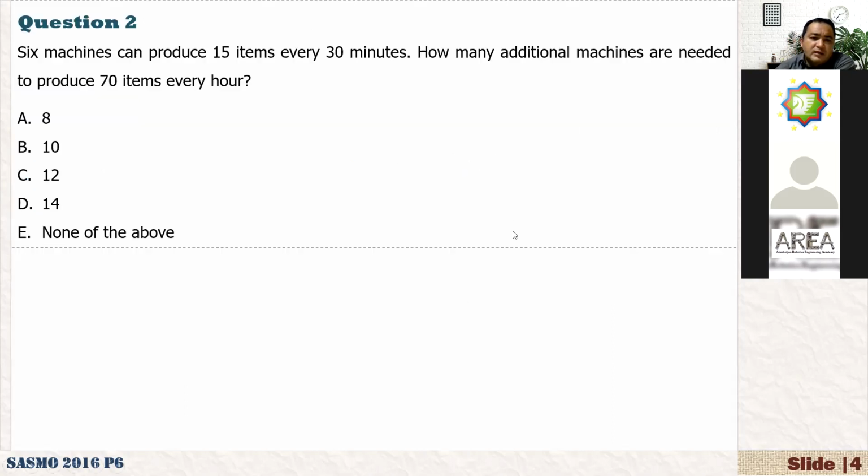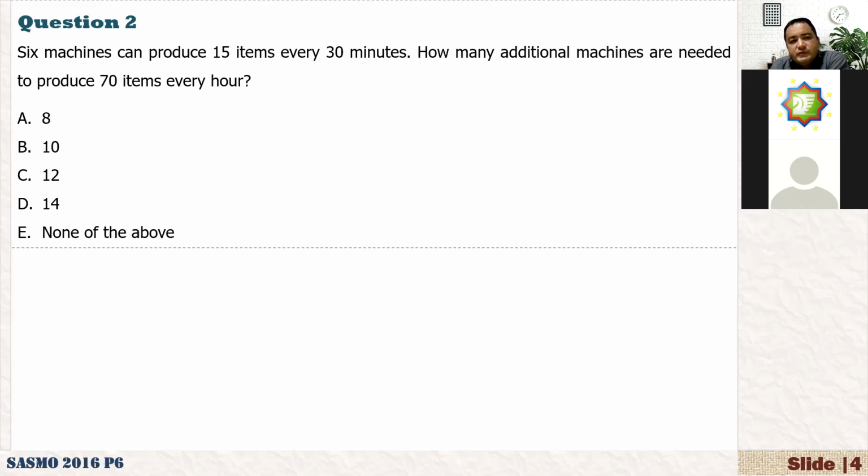Okay, very good. Ismail, can you read the next question? Yes. 6 machines can produce 15 items every 30 minutes. How many additional machines are needed to produce 70 items every hour? How many additional machines are needed?